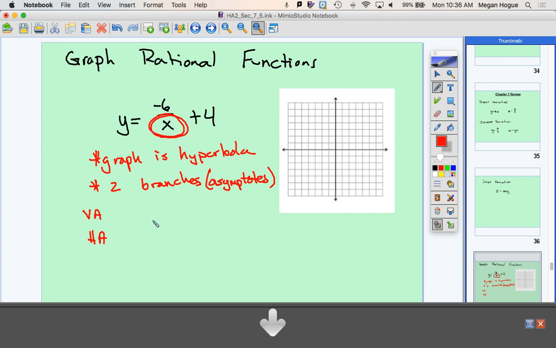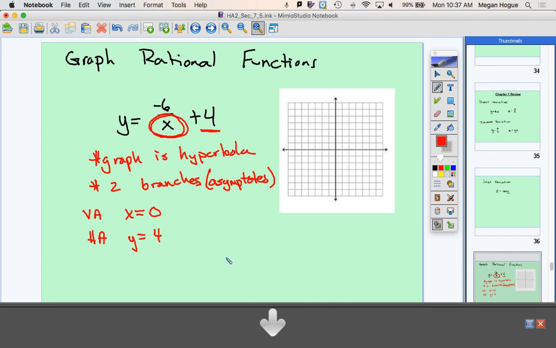Vertical, is that X or Y? X. Vertical lines are X equals, and I need to see that with it. So X equals 0. Horizontal are Y equals lines, and that's this number. And we don't change the sign. Now, the one underneath we usually do, but there's no number there, so I didn't get to change the sign. So Y equals 4.